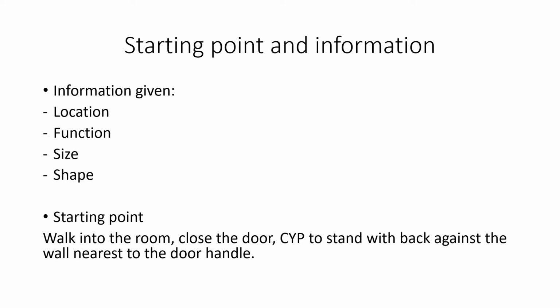Starting point and information. Before you enter the room, the CYP should be given basic information regarding the room. The information should be about the location, function, shape and size. Location: what building is it in? What floor is it on? What side of the building is it on? Where is it near? Function: what is it used for? Does it have a dual function?